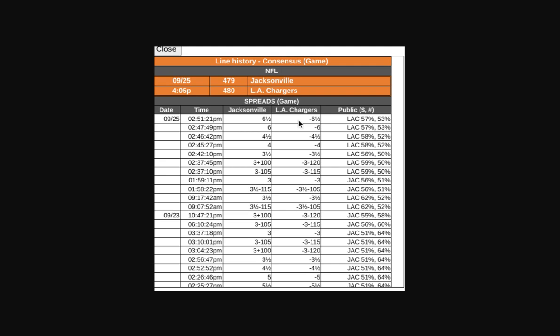And the big reason, if this line's moving from 3 all the way to 6, so there's no value at 6.5, right? So where's the value? The value is on the opposite side. So anytime you see a public line move, again, just to recap, a public line move is when everybody knows why the line is moving. And this is important too.